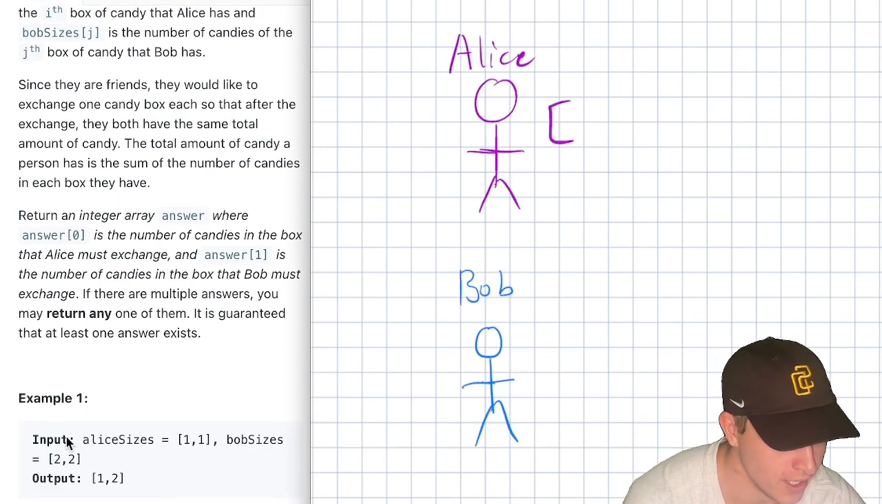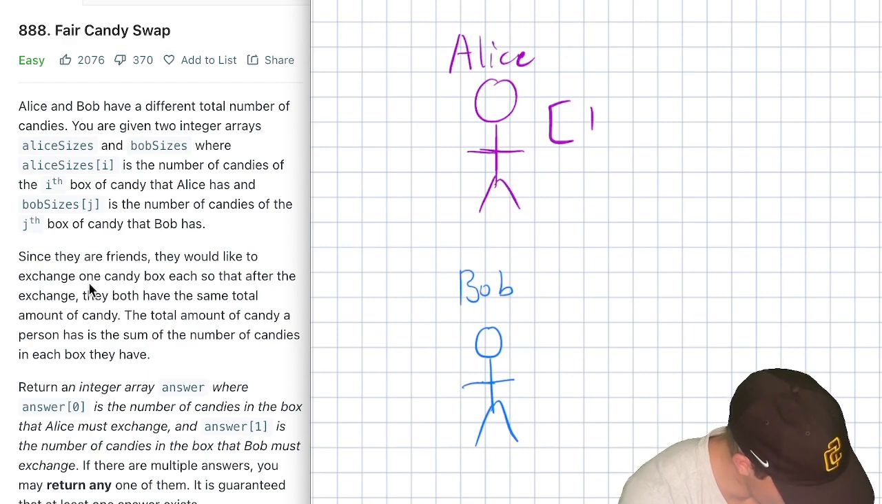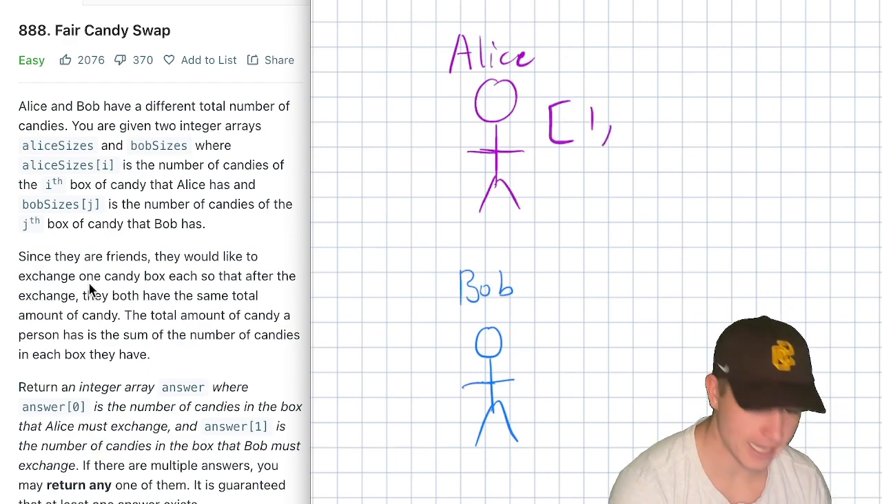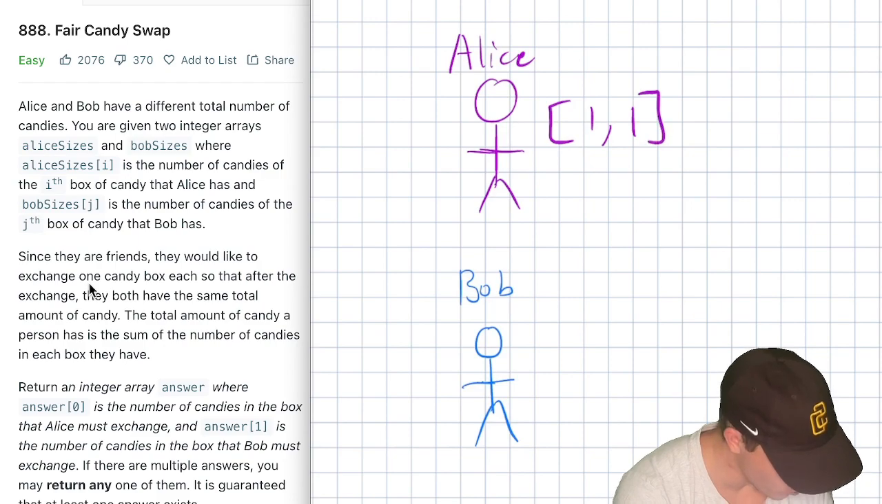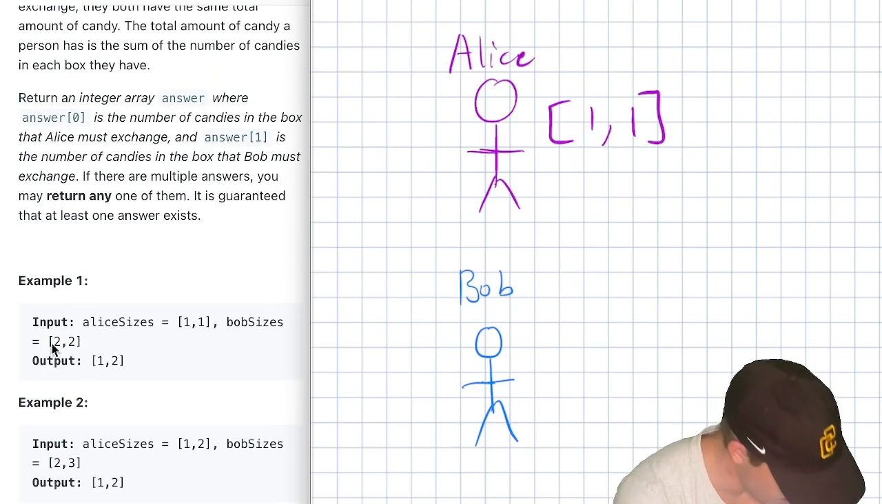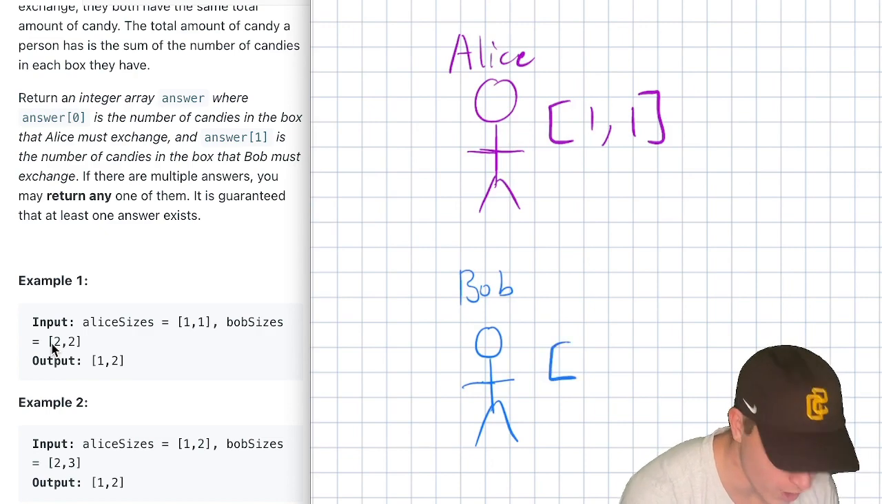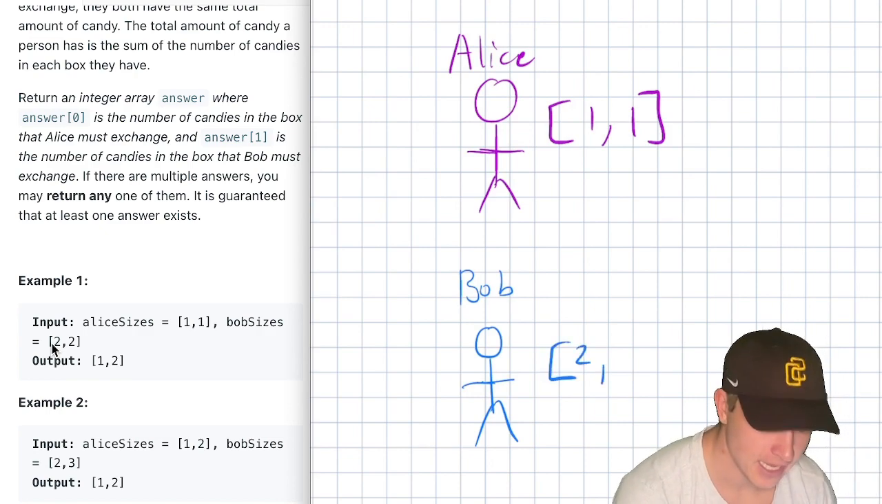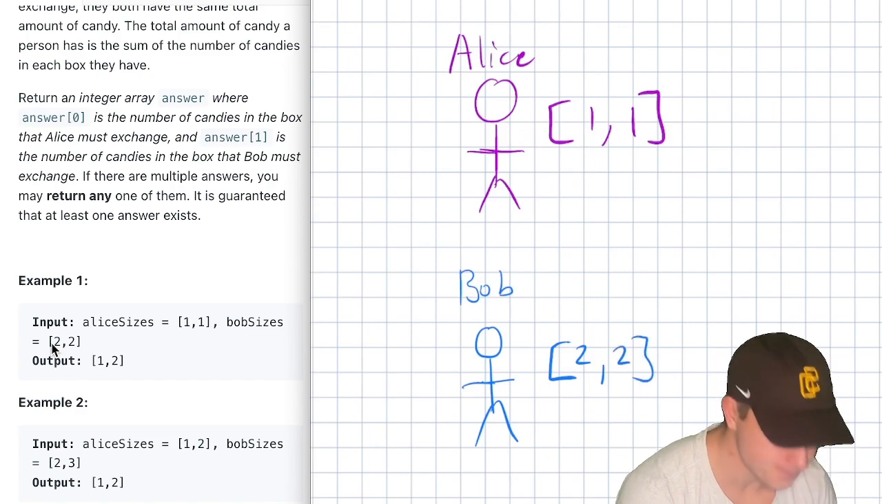So, for example, we'll use the example here. We got 1, 1, and 2, 2. Okay, so Alice has two boxes of candy, one with one candy in it, and another one with one candy in it. And correspondingly, Bob has two boxes of candy as well, one with two candies in it and another one with two candies in it.